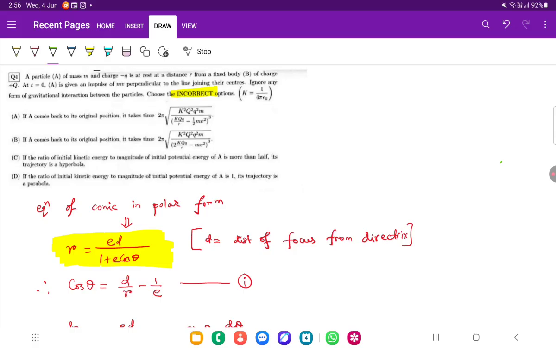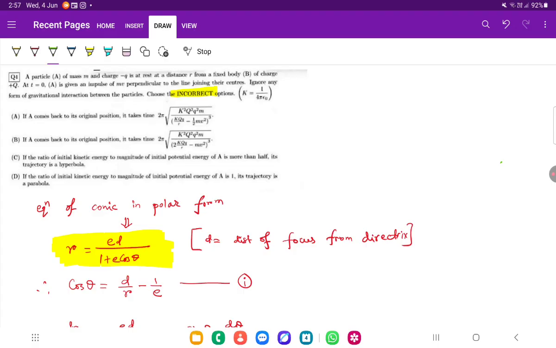First two options are related to the time taken to reach the initial position if the trajectory is closed, right? Otherwise it will never return. It can be a possibility that the particle will not return to the initial point. We'll figure that out in the solution, right? And options C and D are related to the ratio of initial kinetic energy and initial potential energy. By observing the ratio value, we can conclude the nature of the trajectory, right? So these two options are about that.